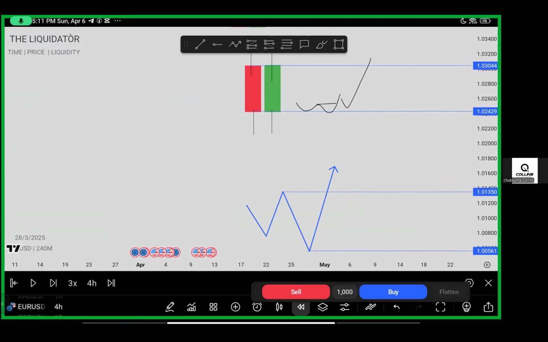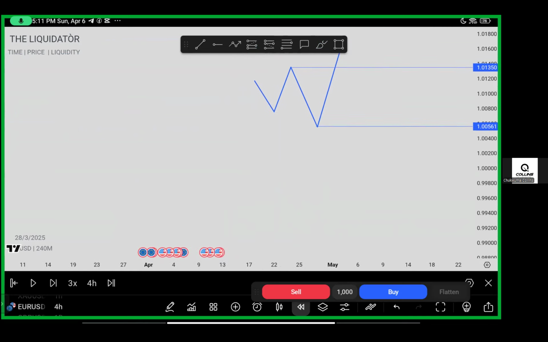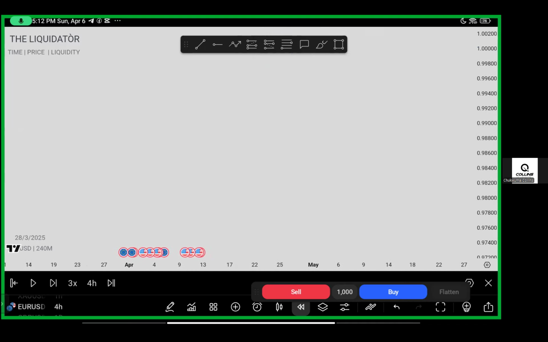So next, we are going to talk about ranges. I believe the breakout block is clear. So we are going to talk about range. Okay. So first of all, what is a range? A range starts from a strong low or a strong high. So first of all, let's explain a strong low. We have price taking out this low here and giving a break of structure to the upside.